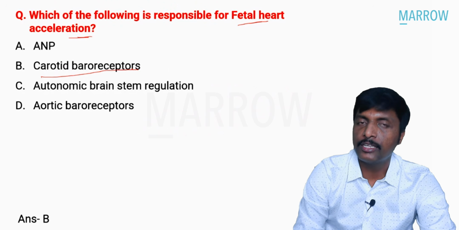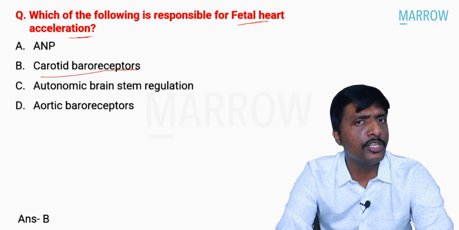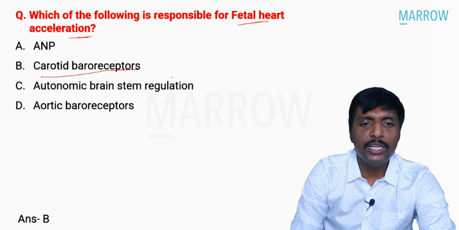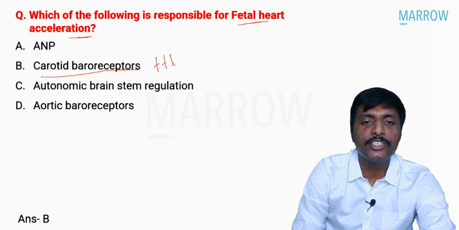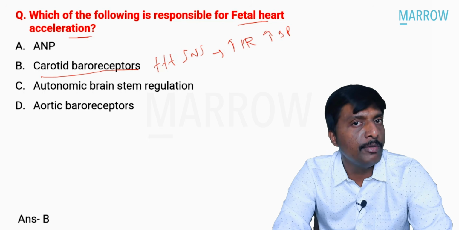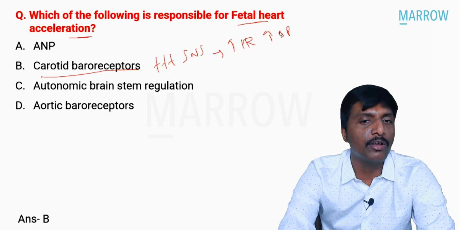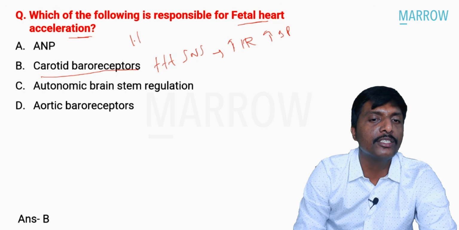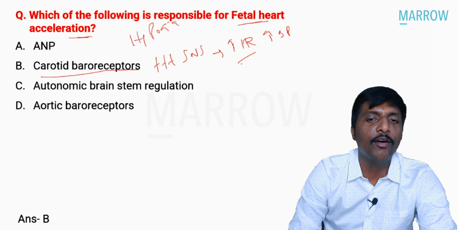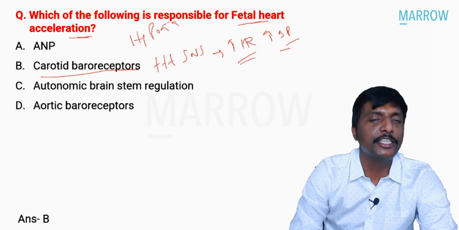Carotid receptors, be it baroreceptors or chemoreceptors, they can be stimulated. Both can be stimulated. Eventually, there is tremendous activation of sympathetic nervous system. There is increase in heart rate. There is increase in blood pressure. Both can be stimulated, chemoreceptors, baroreceptors, in response to hypoxia. And the common response you see is fetal heart rate acceleration. There is increase in blood pressure.